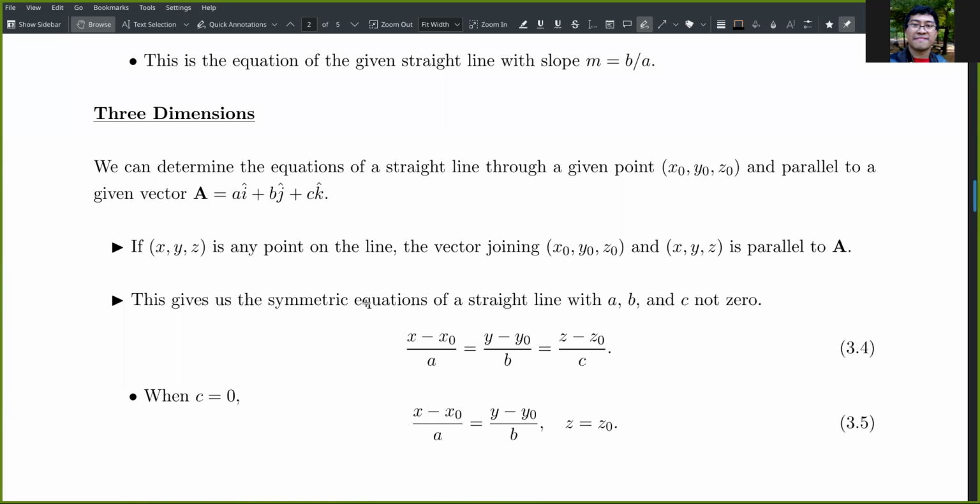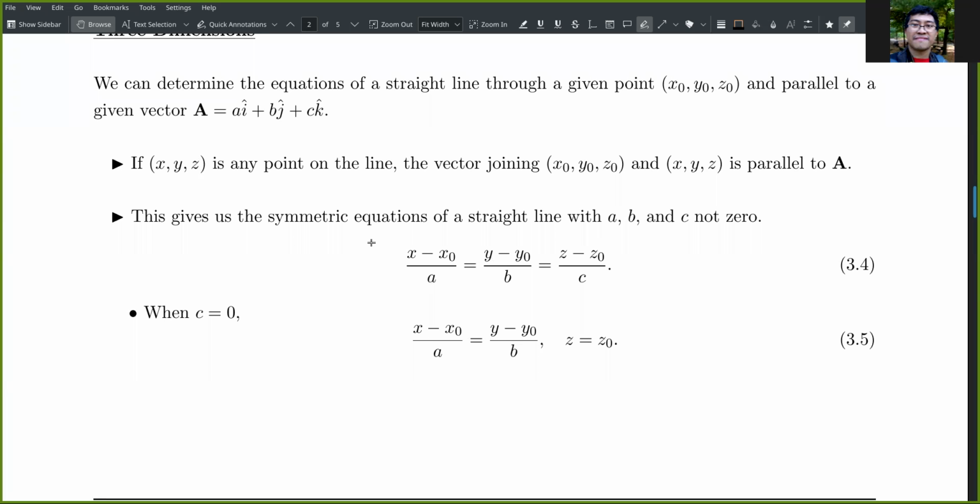In three dimensions, it would just be the same. We can determine the equations of a straight line through this point parallel to this vector. Let's say our x, y, z is the arbitrary point. This joins with this and is parallel to a. In that case, we have this. We call this the symmetric equations of a straight line with a, b, and c not zero.